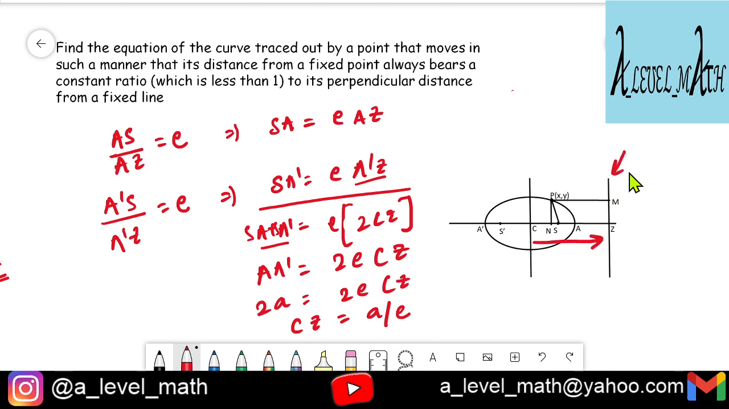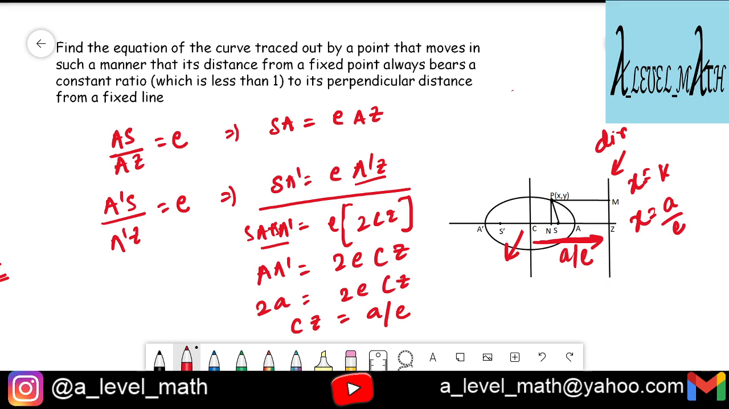And what was it, guys? This was the directrix. So I have found out the equation of the directrix. How come? If you know that this is the origin and this is a line parallel to the y-axis at a distance of A by E units, then its equation is of the form x is equal to k, where k is the distance of this line from the origin. So I can write the equation of the directrix as x is equal to A by E. So these are the things that we have. Let me clean up the board a little for you.